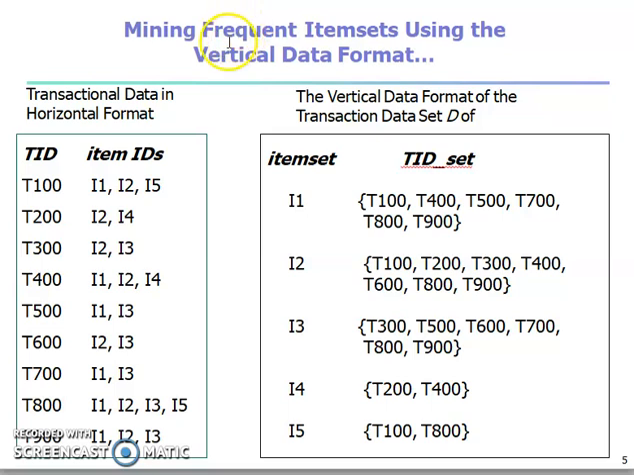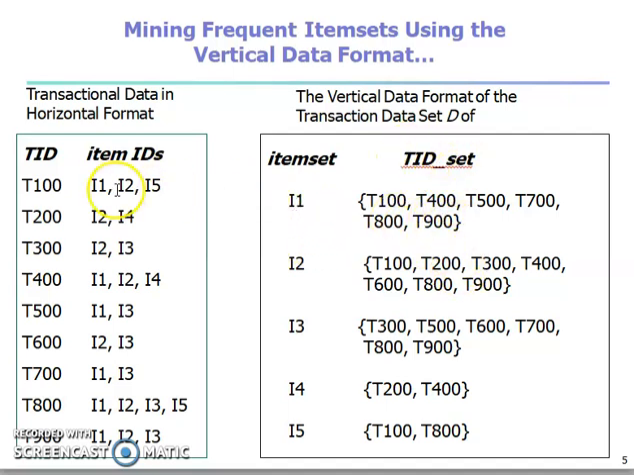This will be converted into the vertical format. Here, in the item IDs, I1 is the lowest and the maximum is I5. So you can list them one by one: I1, I2, I3, I4, I5. So you have 5 items, and for each item you have to check which transaction IDs it is available in. That is given on the right side as the transaction ID set.